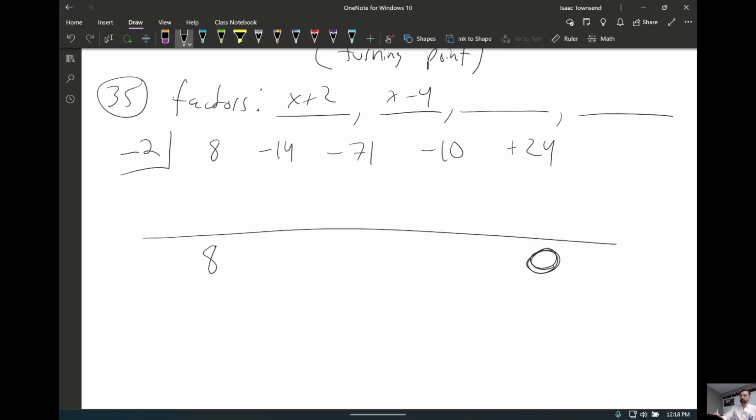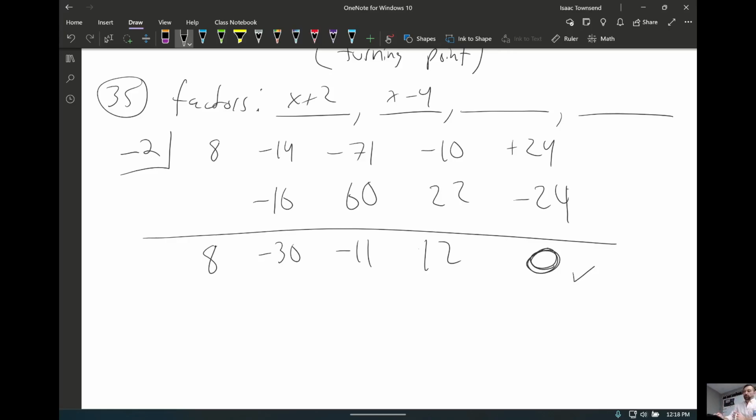8 plus nothing is 8. Multiply this and put it here. Add down is negative 30. Multiply it by negative 2 and put that here. Add down and multiply. Add down and multiply. Add down. And notice that we've got a remainder of 0 like I anticipated.